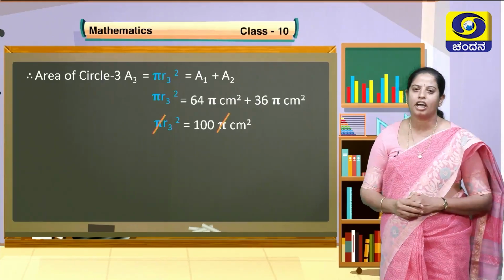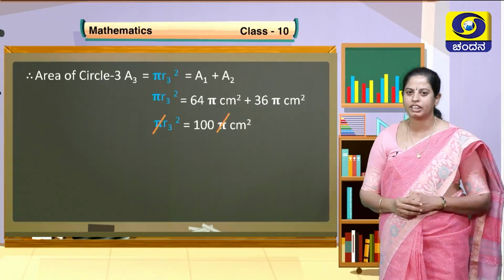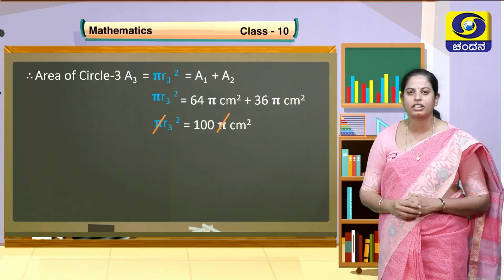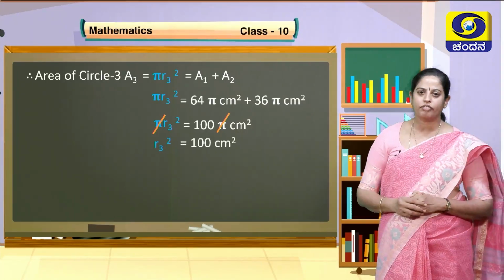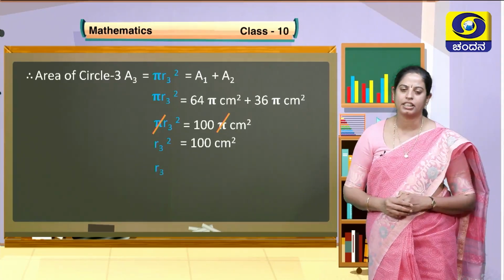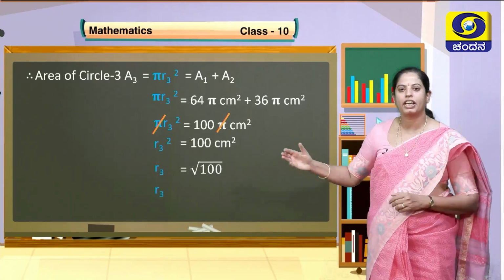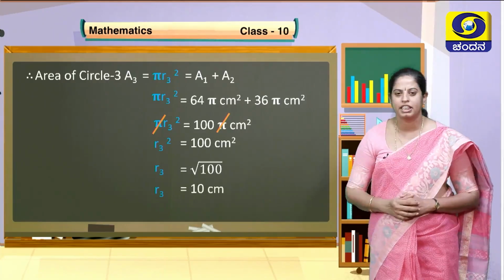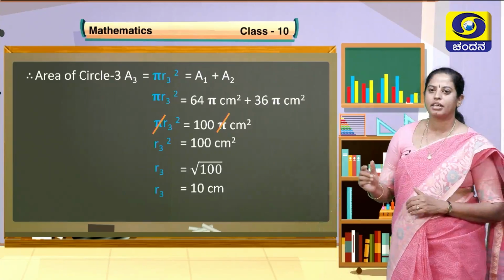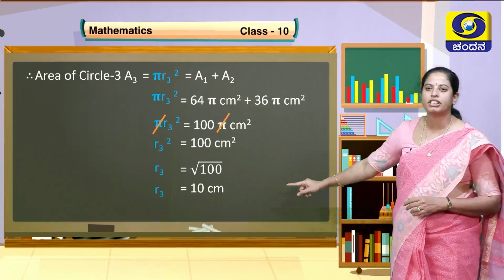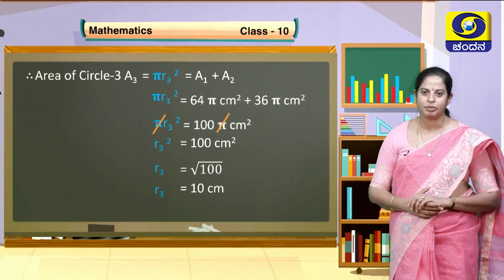Here on both the sides we have pi. If we cancel pi, we have R3 square equals 100 centimeter square. We need R3. So, for that we are taking square root on both the sides. When we take square root, we are getting R3 as 10 centimeter. The meaning of this is the radius of the third circle is 10 centimeter.